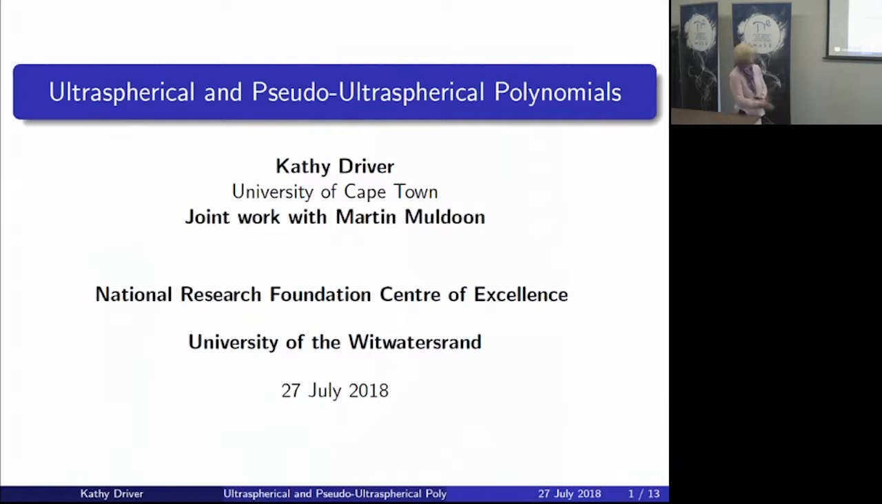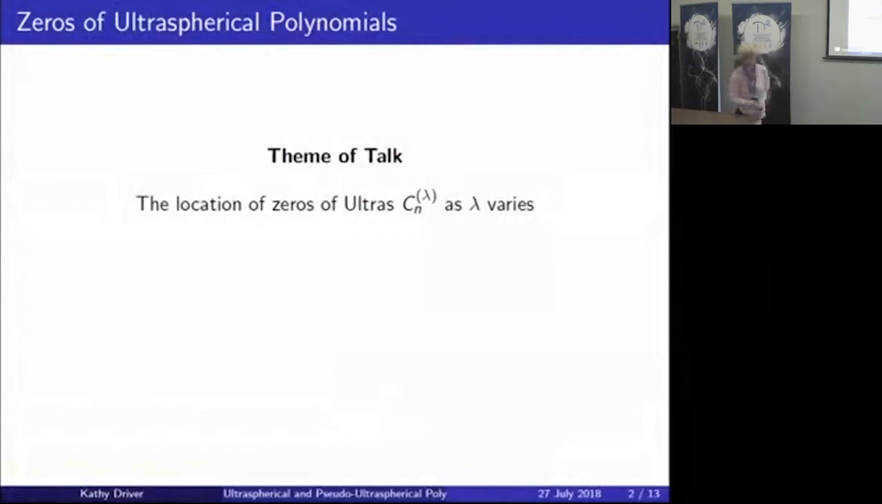So the theme of the talk is the location of the zeros. These are orthogonal polynomials, and I'll talk in a moment about why that's important. Why do we care if a sequence of polynomials is orthogonal? The answer is because they have very nice properties. They're a basis, and they're very useful in numerical quadrature applications, for example, and also in many other situations. They're also solutions of important second-order differential equations in physics.